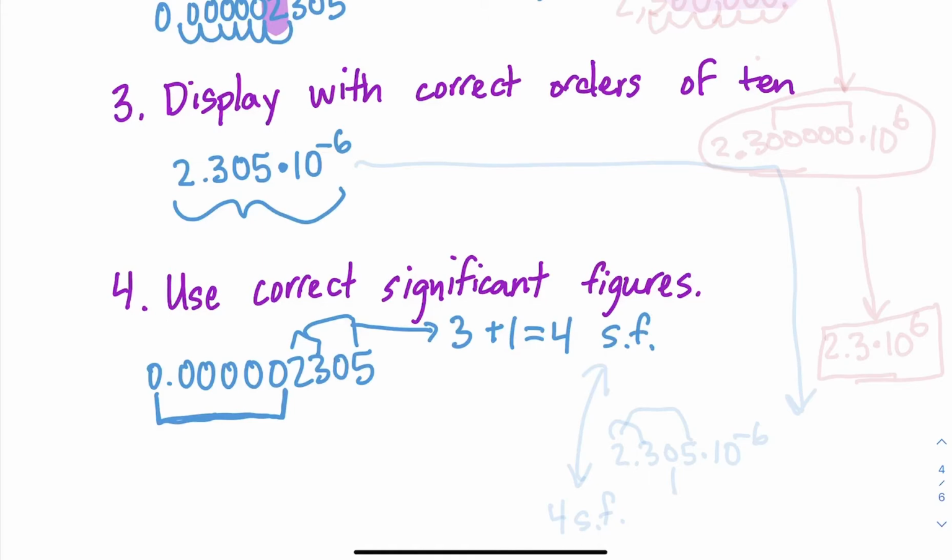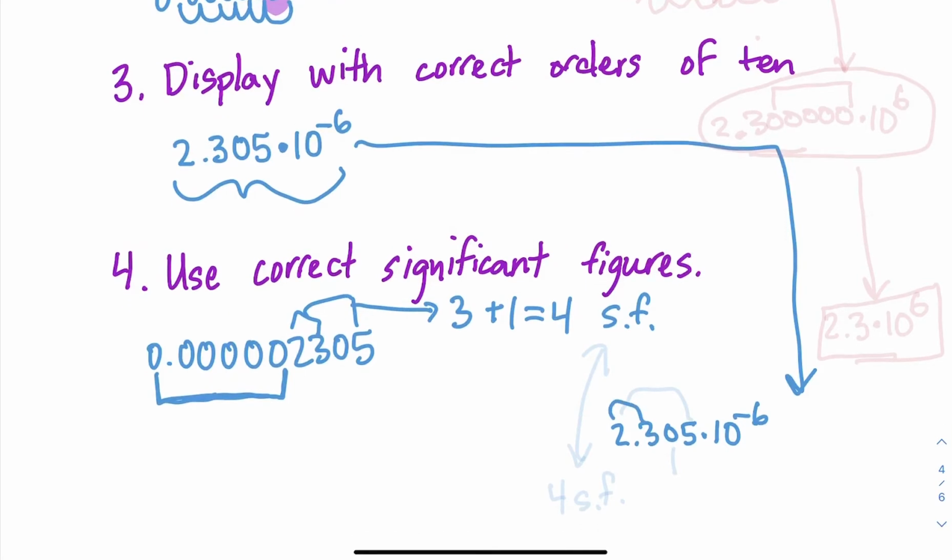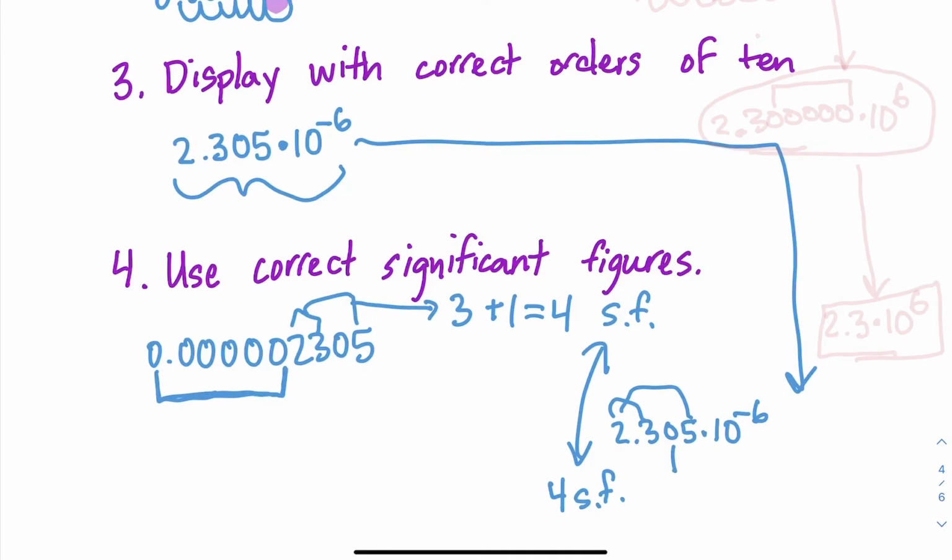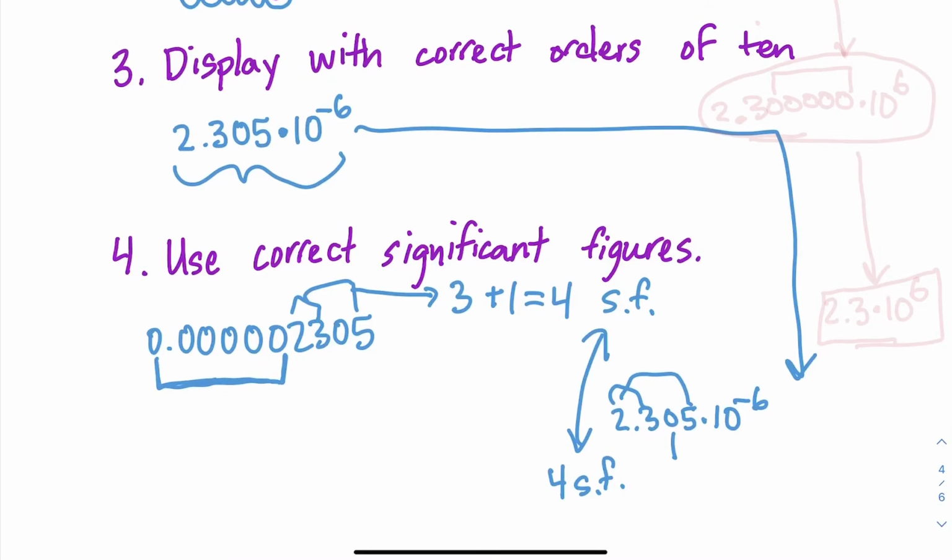And once we bring down 2.305 times 10 to the negative 6th, well, we just apply the same rules, say that these 3 are significant because they're non-zeros, and the zeros in between them. So we have, again, 4 significant figures. They match, and we are happy with that. So just to review on that, we want to locate the leftmost non-zero digit. We want to count the decimal places it takes to move the decimal to the right of that digit. We want to display with the correct orders of 10, and then we want to use correct significant figures. So this is a good example as well.